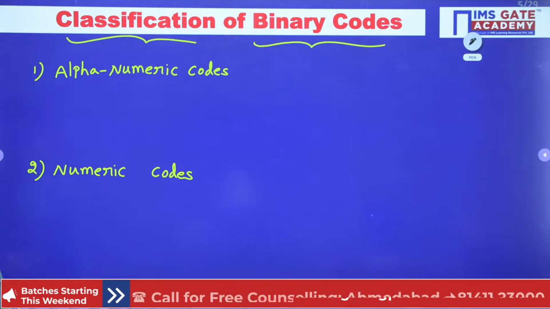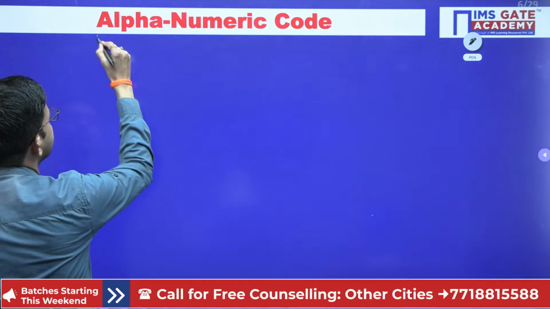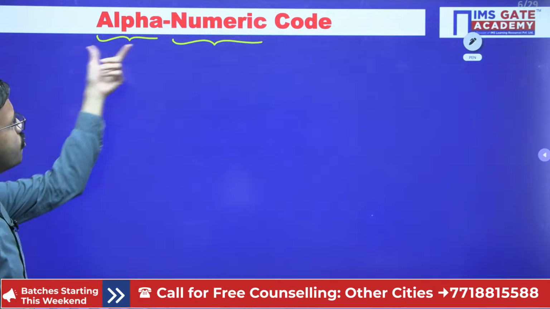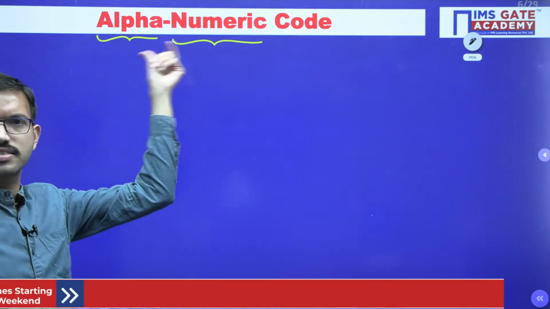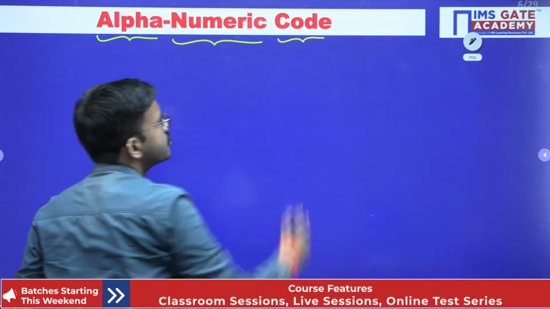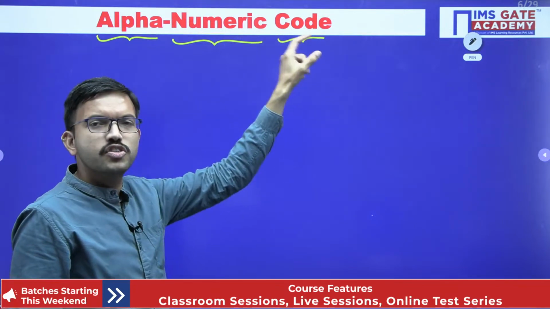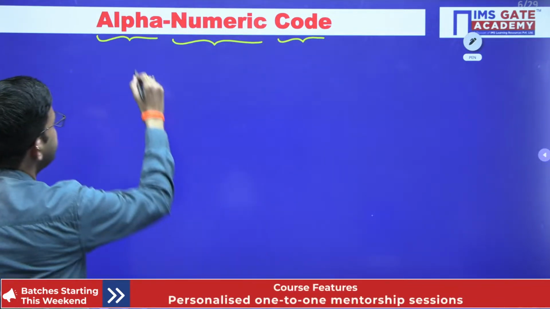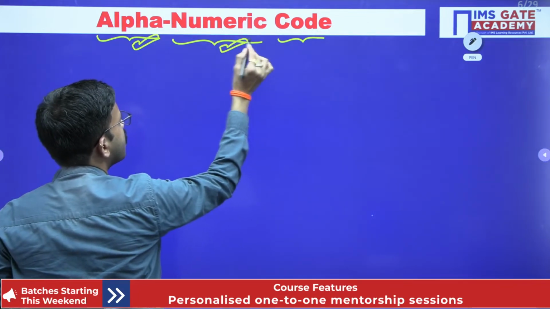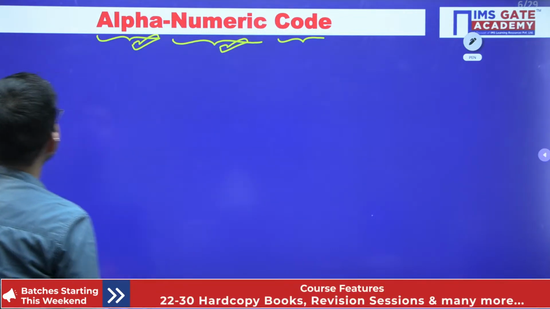All of you write the definition regarding alphanumeric code. Just observe this particular wording, from here you can guess. You are using one binary code, and with the help of that code, you are representing both alphabets and numbers. Here alpha stands for alphabets and numeric means numbers. So write down the definition.